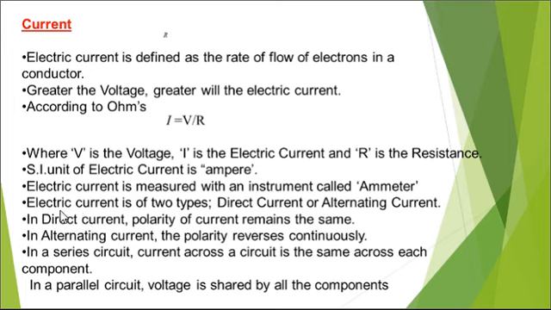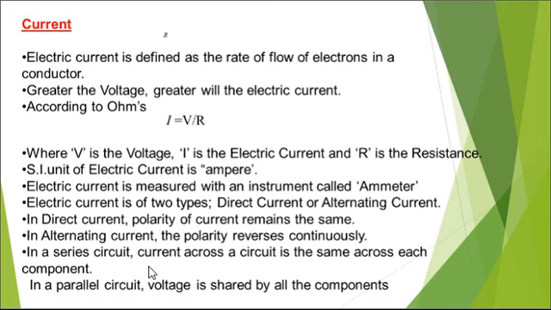Electric current is also of two types: direct current and alternating current. We know that in direct current the polarity remains the same, that means the positive and negative terminals remain the same. While in alternating current the polarity is reversed continuously, that means the positive and negative charges change periodically.